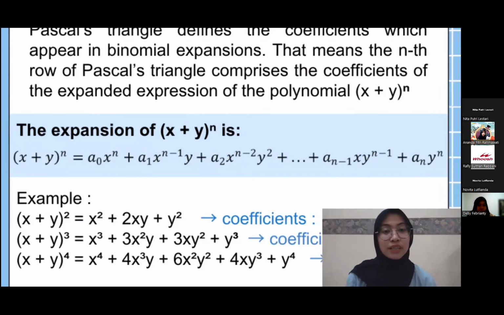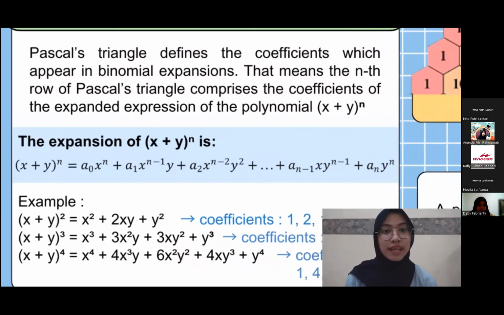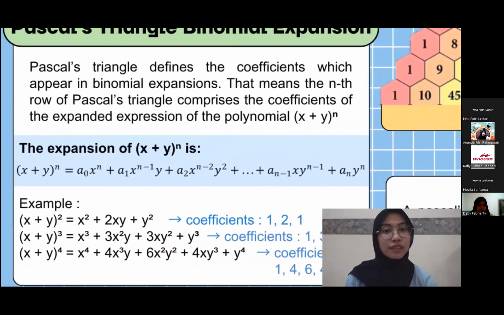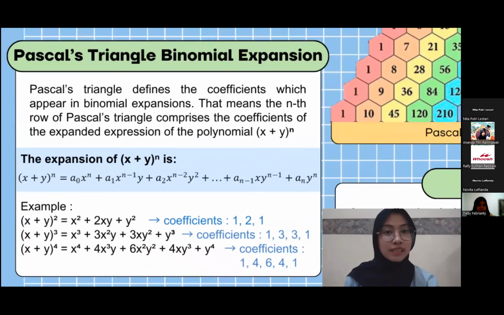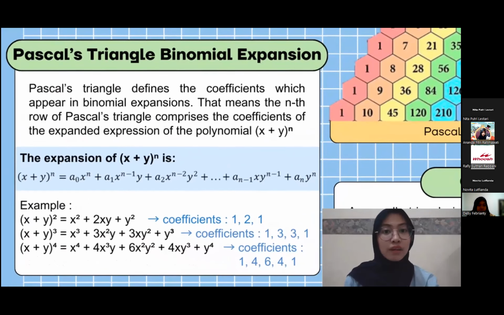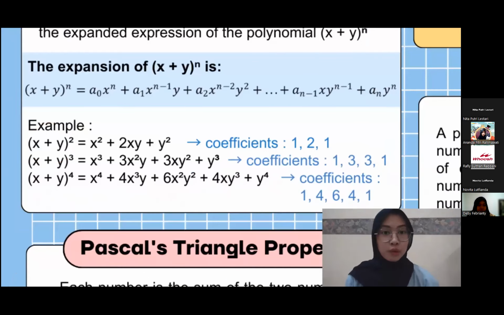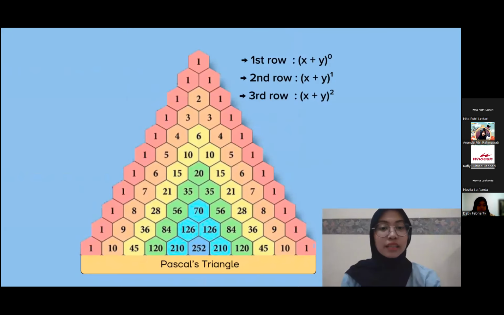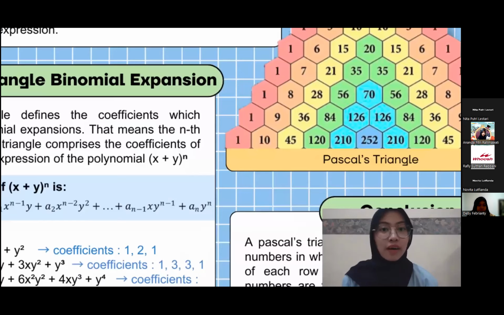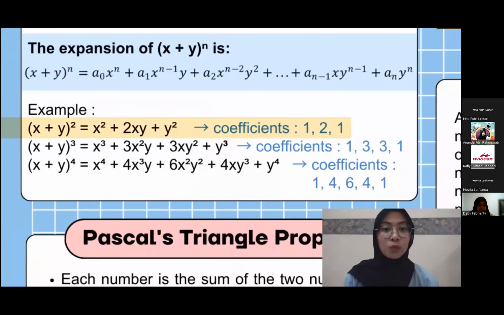However, it's important to remember that the first row in Pascal's triangle gives the power of 0 for all properties. For example, if we want to find (x + y) squared, we have to plug it into the formula. After that, to determine the coefficients, we can find them from the third row of Pascal's triangle, which means the coefficients are 1, 2, 1. So (x + y) squared is equal to x squared plus 2xy plus y squared.